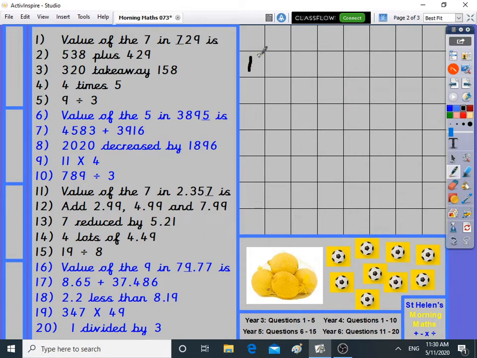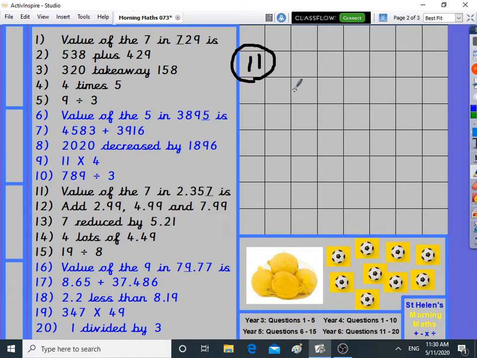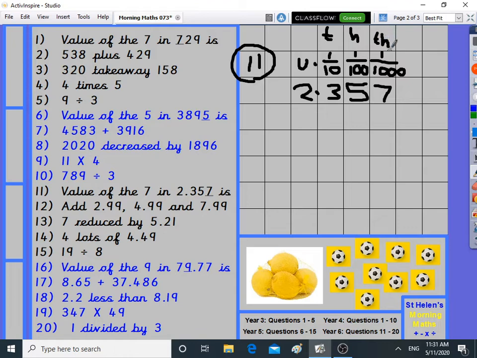Question 11. Value of the 7 in 2.357. I always line up the dot. Units is before the dot. Tenths. Some teachers write a little t, don't they? Hundredths. Some teachers write a little h. And thousandths. Some teachers write a little th. Different ways of doing the hats you might see as you go through your school life. So 2.357, they want the 7. That's this one. That's 7 in the thousandths column. 7 thousandths.